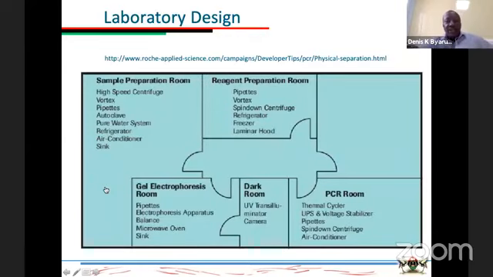This is an additional example of another design where you have your sample preparation room again, your reagent preparation room, as well as, if you're doing, for example, gel electrophoresis, different setups. Again, basing on your resources, if you're setting up or building a new structure, that becomes easy because then you can plan your facility. But if you're working with an already existing facility, you may just be doing renovations, and therefore you have to look at how you can physically separate these different areas and encourage movement that is not going to potentially contaminate the other areas.